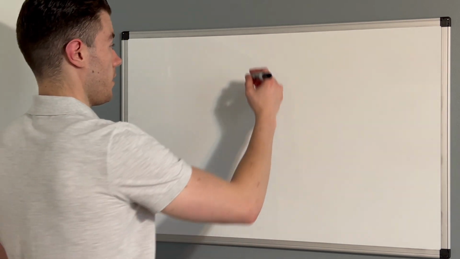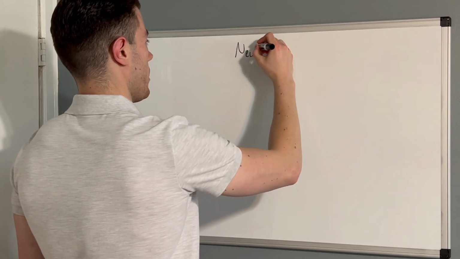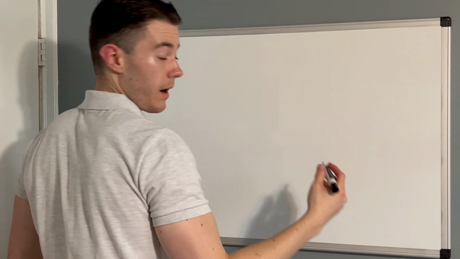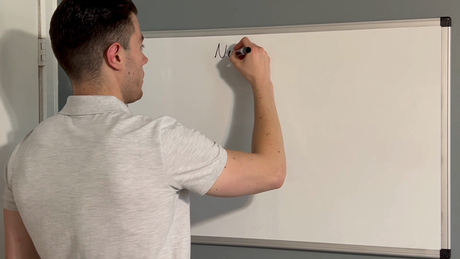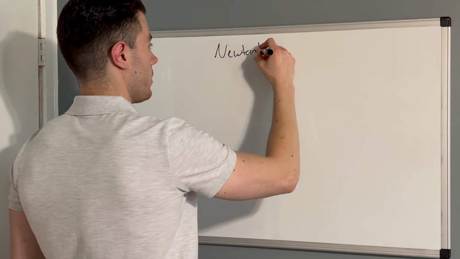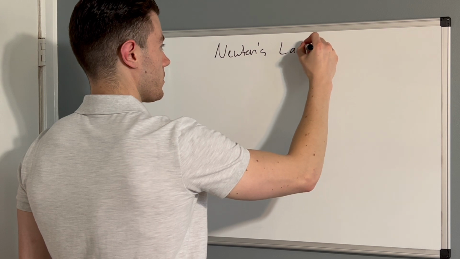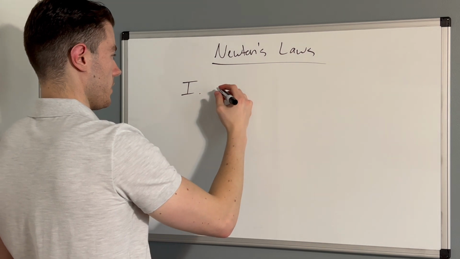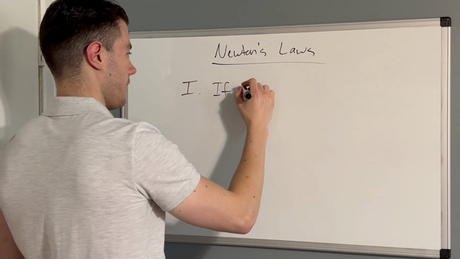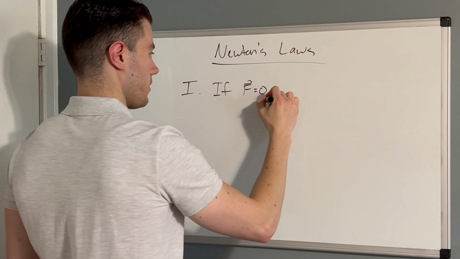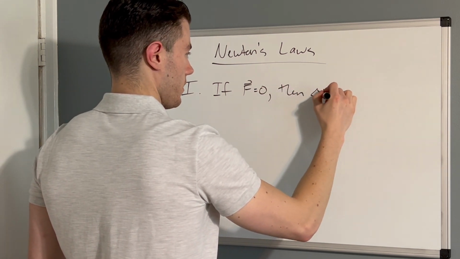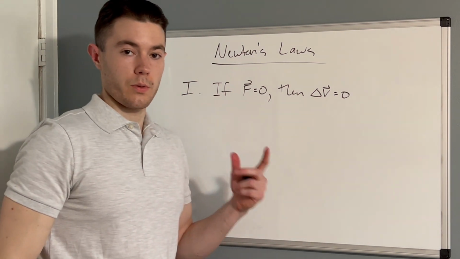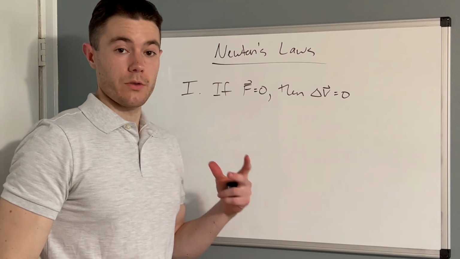So Isaac Newton has 3 laws called Newton's laws. The first law says if F equals 0, then delta V equals 0. What does this mean? It means if there's no force applied to an object, its velocity will not change.